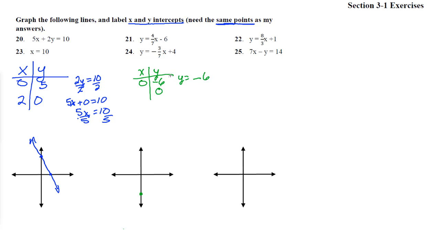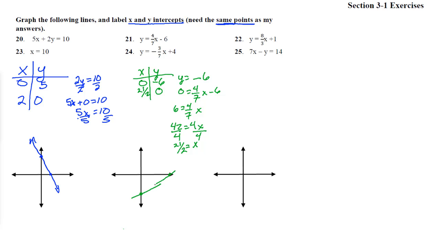Now we got to stick in 0 for y right there and then solve for x. So 0 equals 4/7 x minus 6. Ew. Have to add 6 over. We get 6 equals 4/7 x, times by 7. 42 equals 4x, and then divide by 4, and x equals, that reduces down to 21 halves. So 21 halves, that's what, 10 and a half. So that's like clear out there.